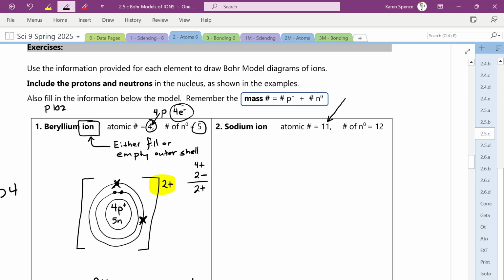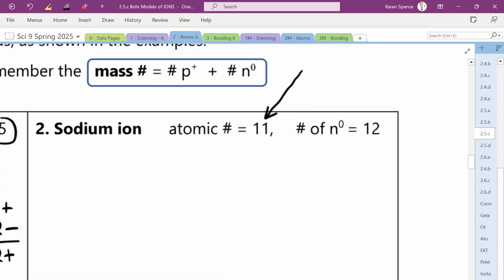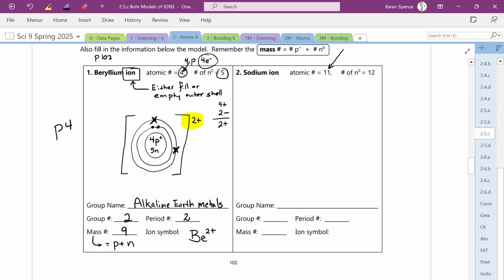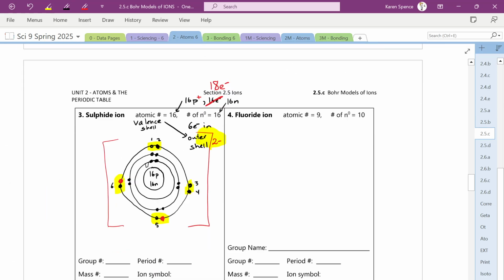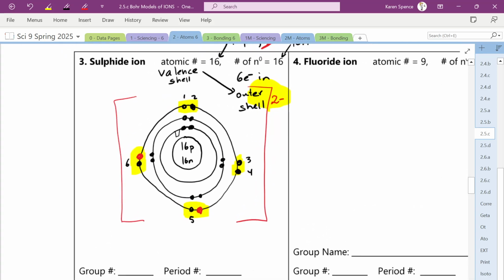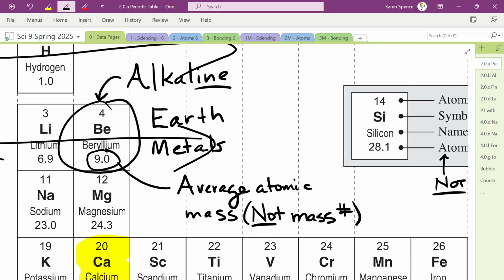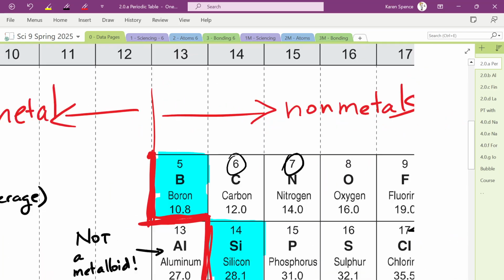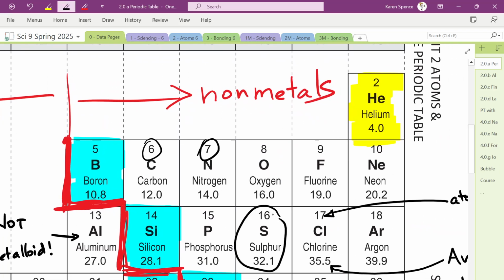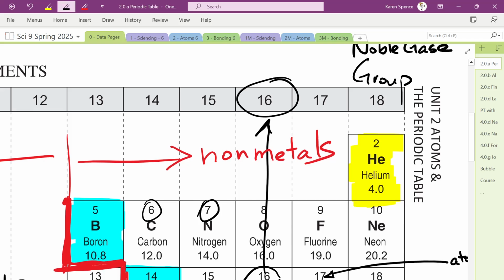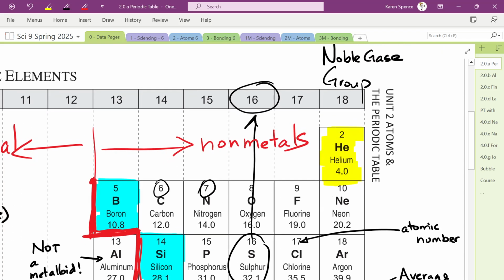Atomic number is 11. So that means that, oh, we didn't finish up the group and stuff like that. I'm so sorry. The sulfide ion is in group number something or other. Let's go find it. Sulfur is in group number, let's look up. It's in group number 16. Okay? Sulfur is in group number 16.